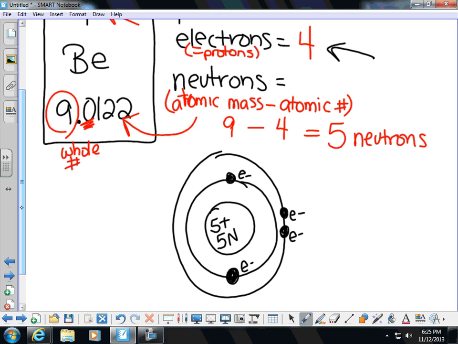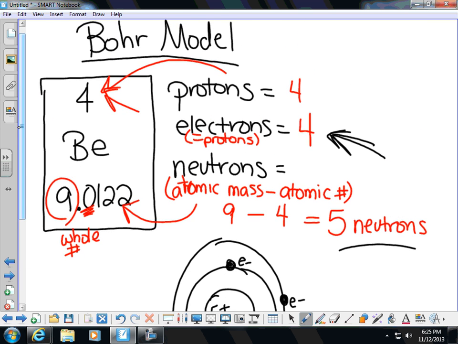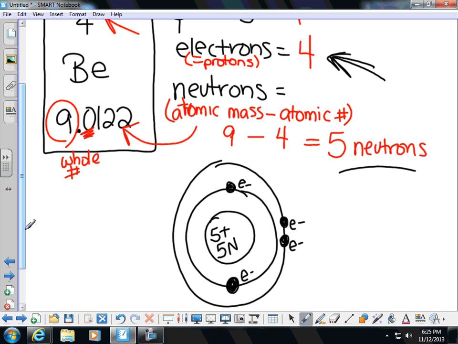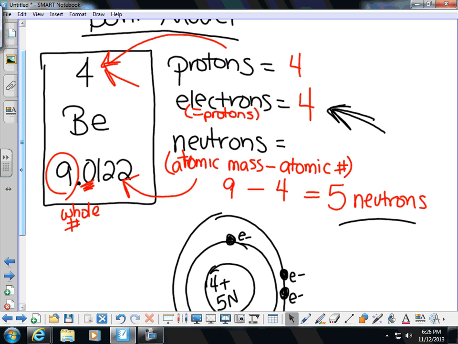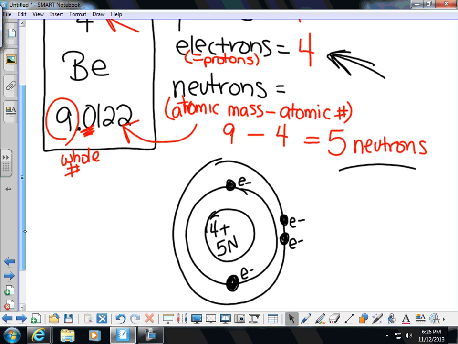So we have our 4 electrons, which is what we're supposed to have, our 5 neutrons in the nucleus, and our 4 protons. I'm sorry, we messed up. Supposed to only have 4 in here. Four protons, as you see up here, 4 electrons, and 5 neutrons.